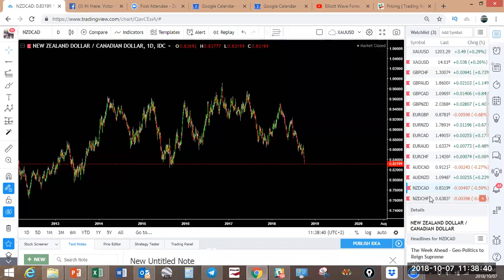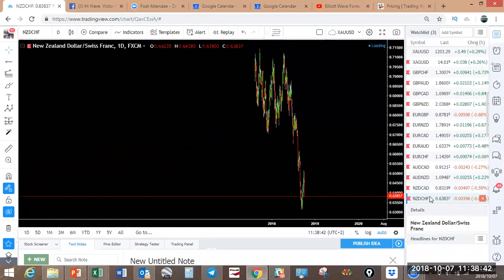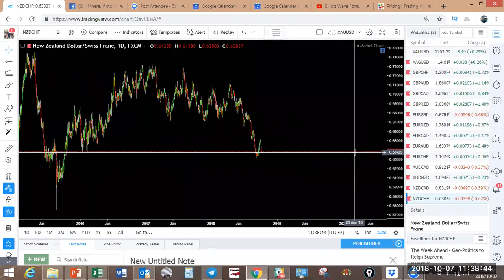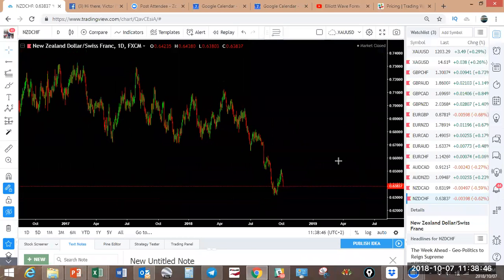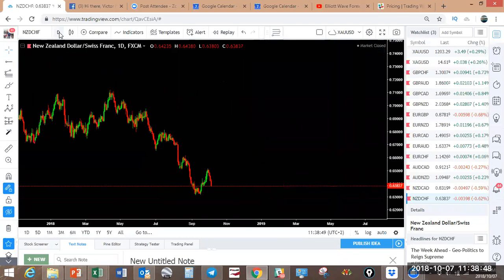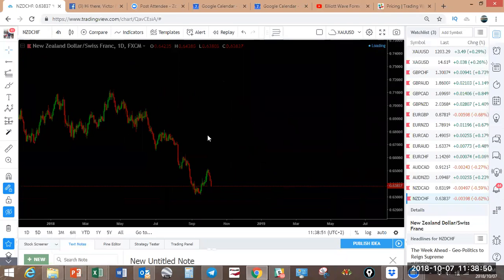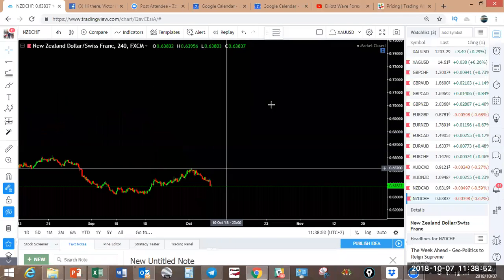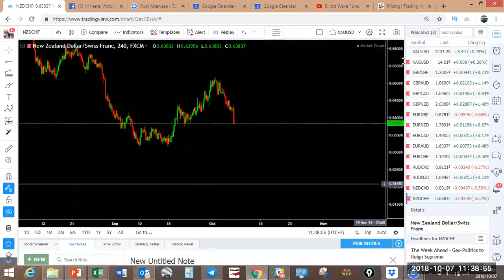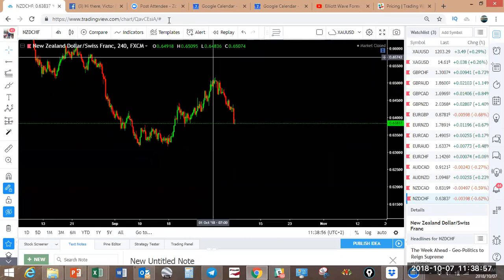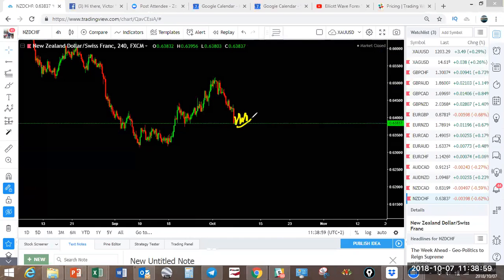New Zealand CHF, I have to look at New Zealand CHF because I think there's a nice structure there. Okay, CHF, New Zealand still looking downside. The immediate move on the 4-hour is actually a short move. If you're interested in this one, any corrective structure is going to retest this level minimum. Okay, that's New Zealand CHF.